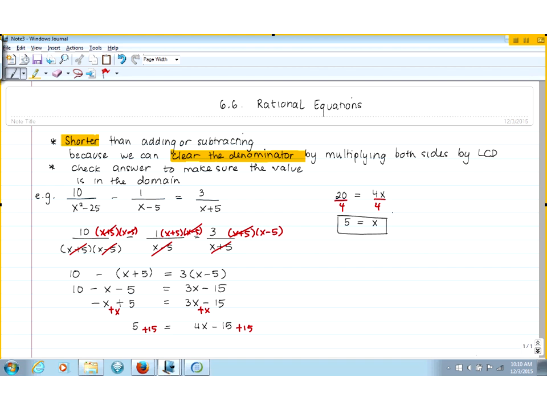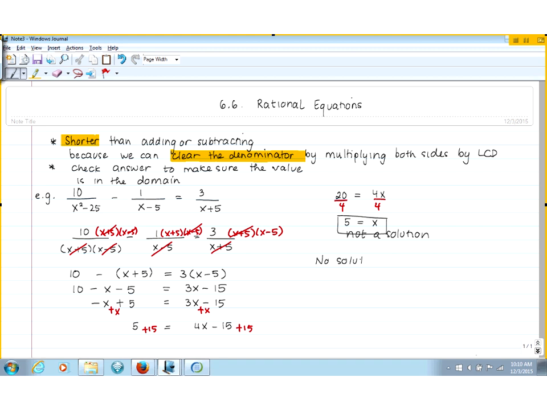Now, is it a solution? Is this in the domain? Does it make the denominator equal to 0? When I substitute here, it makes the denominator equal to 0. So this is not a solution. Why? Because 5 makes the denominator equal to 0, which is undefined. If I substitute 5 here, then you have 1 over 0. What will happen if you have 1 over 0? Undefined. So this is not a solution.